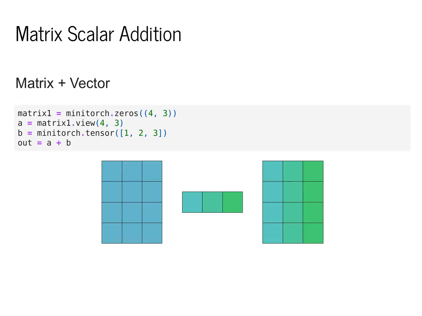Here's another example. If I have a matrix that's shape 4 by 3 and a vector that's shape 3, can I broadcast them together? Well, it turns out that again, applying rule 3 tells us that we can add an extra dimension of 1 automatically to the vector, which means we can interpret it as being 1 by 3. 1 by 3 broadcasts with 4 by 3 to create a 4 by 3 output matrix.